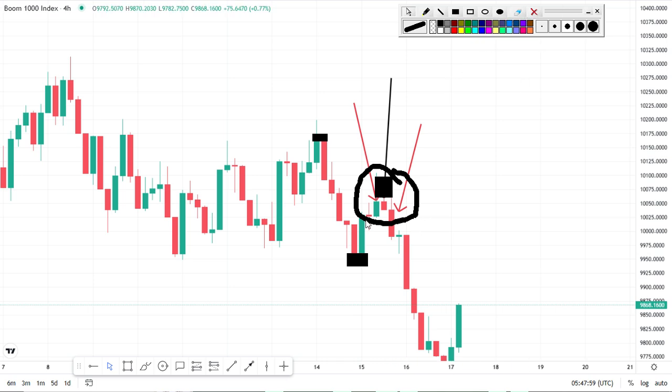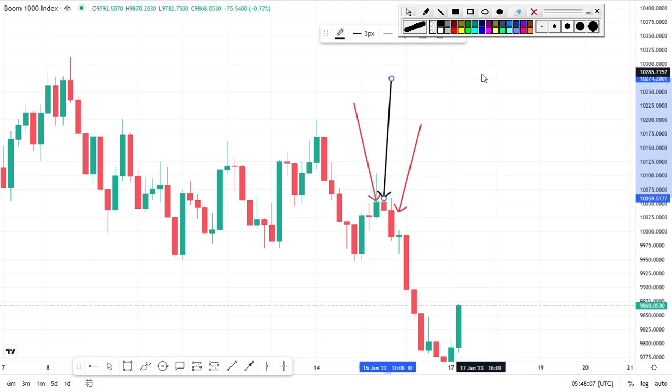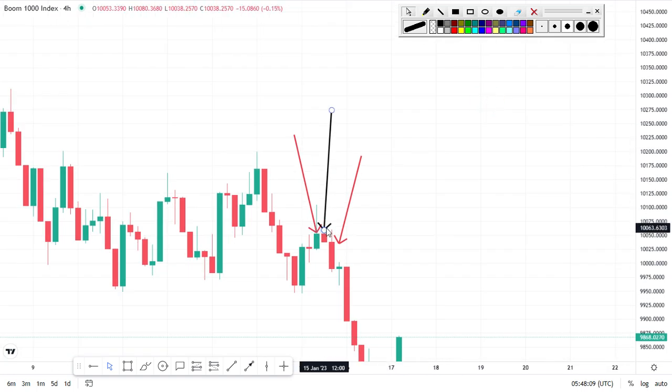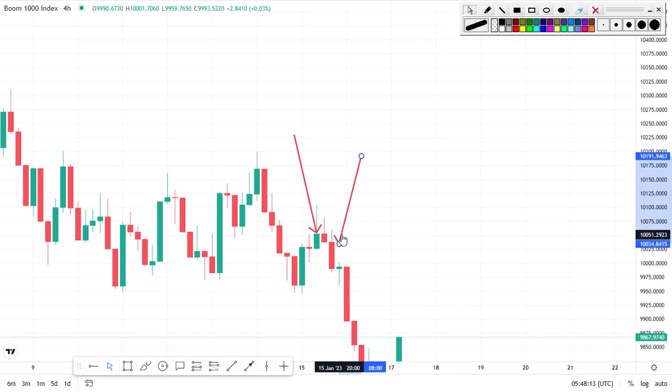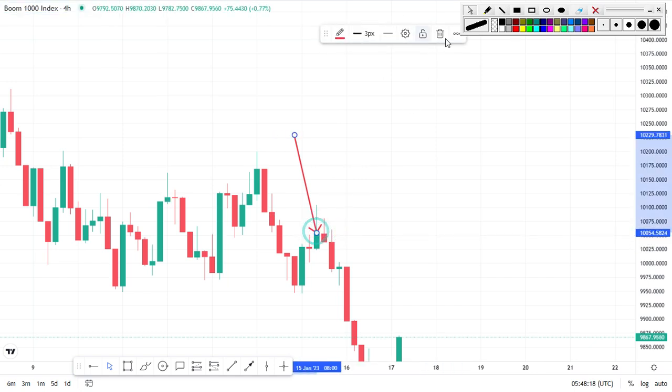And why I choose this pattern, and I think it's my favorite, is because you can actually trade them. You don't just pick any pattern that you hardly see on the chart. You need to pick something that you can trade.